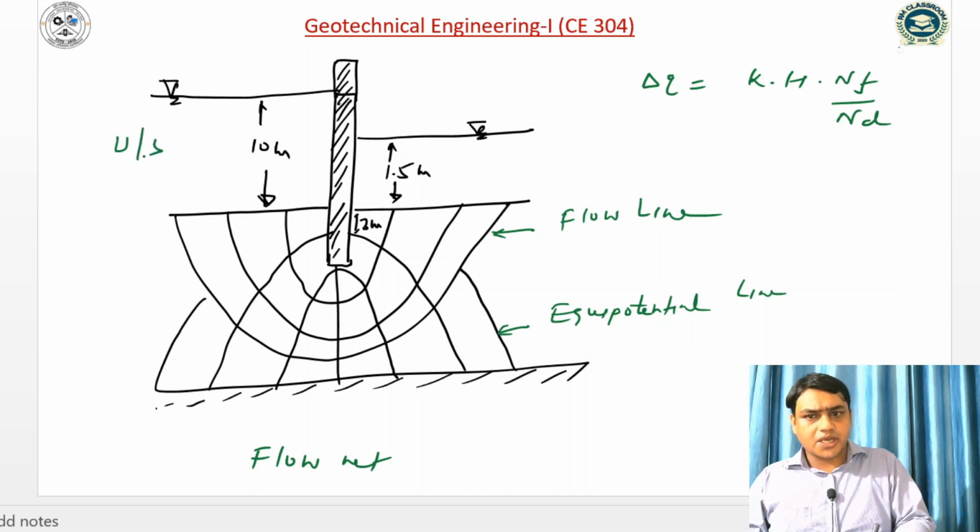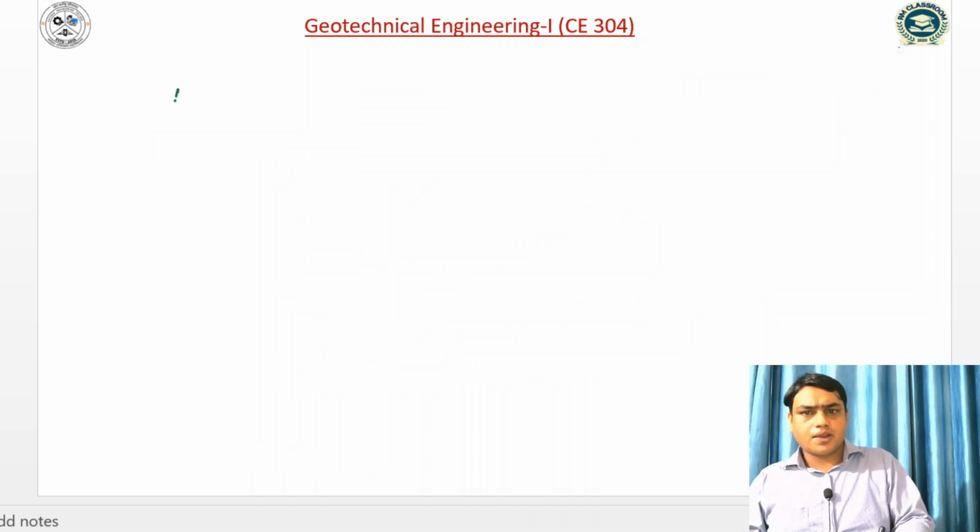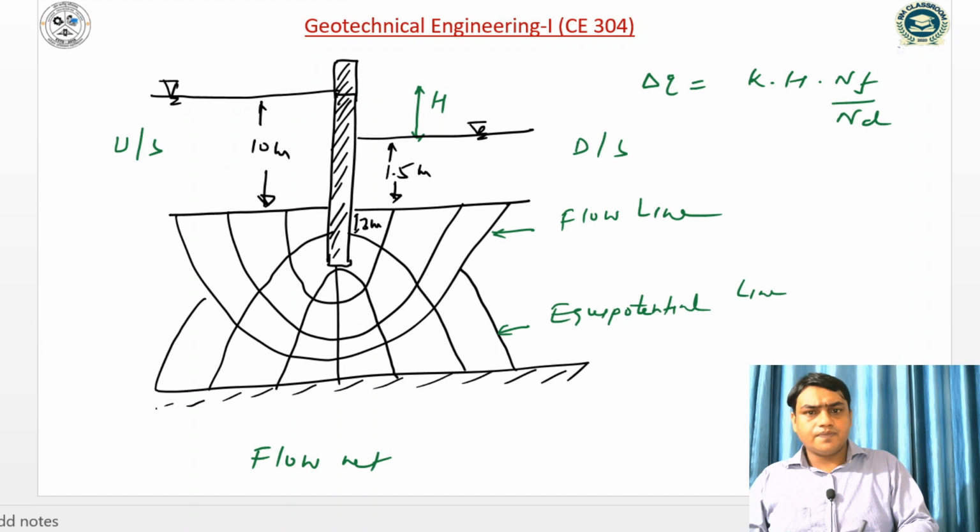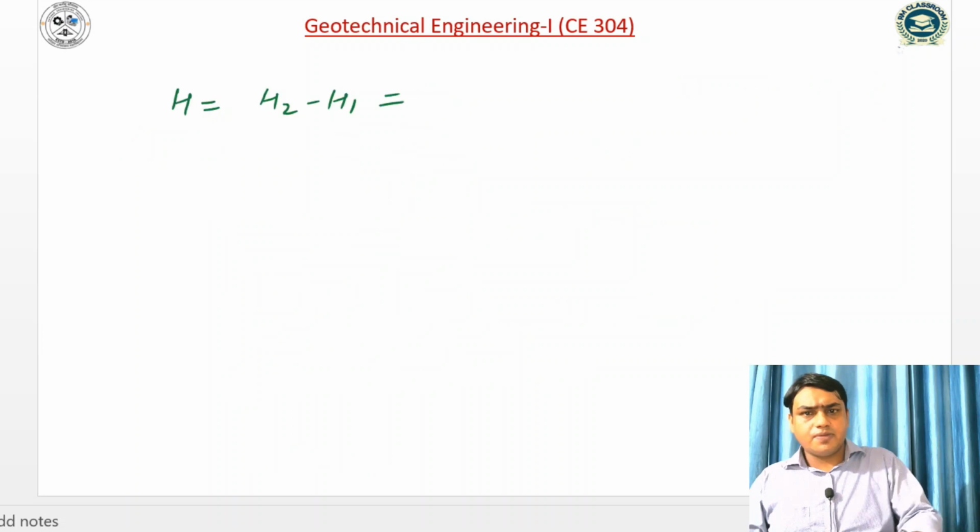This is the upstream side and this is the downstream side. So capital H can be computed as 10 minus 1.5. This is the change in head, so this value will be capital H. Capital H is equal to H2 minus H1, where H2 is the head on the upstream side. Let us assume this is H2 and this is H1. So it will be 10 minus 1.5, which is 8.5 meter.